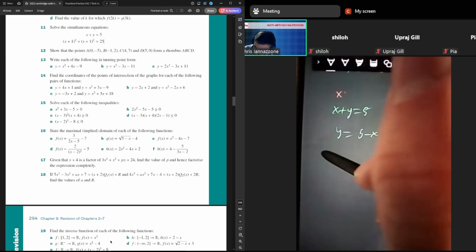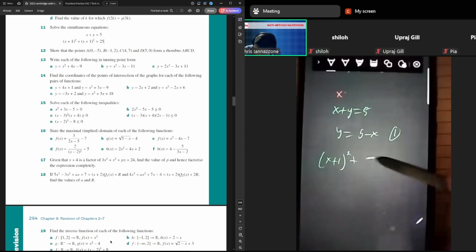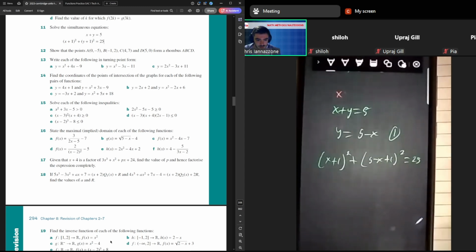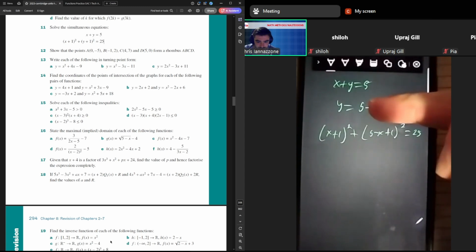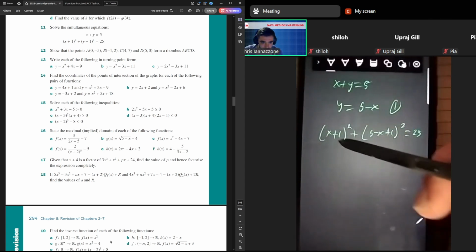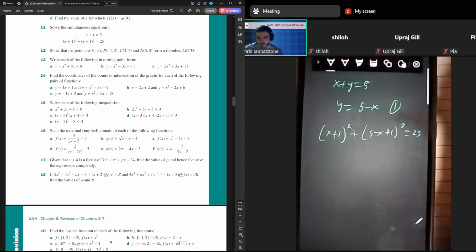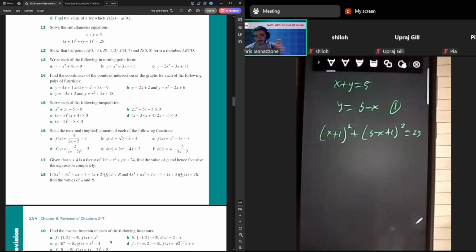We have the equation x plus 1 all squared plus y, which is now 5 minus x, plus 1 all squared equals 25. This is now an equation with just x's in it. From there, you would solve it like any other quadratic. You expand this out, expand this one out, condense it down, and solve the quadratic using either the quadratic formula, factorization, or any of the methods you have.